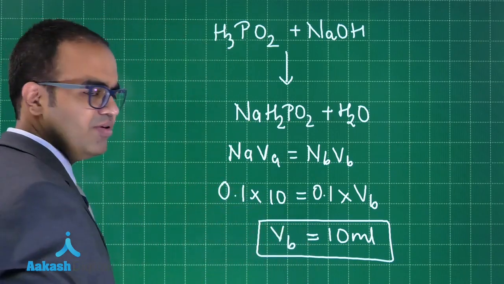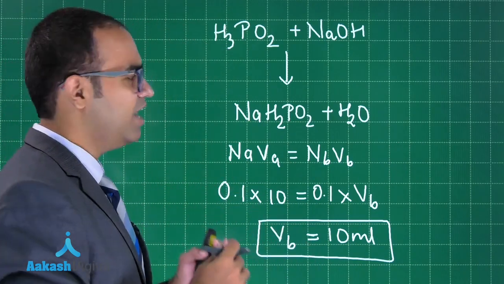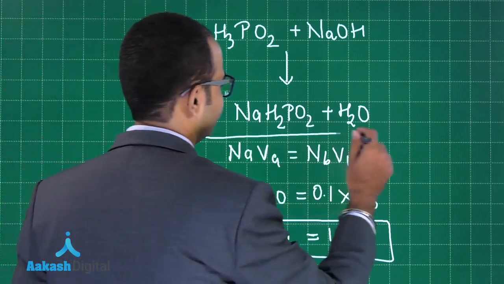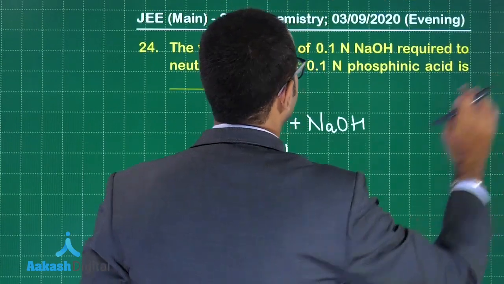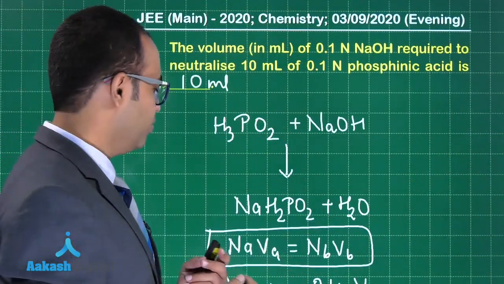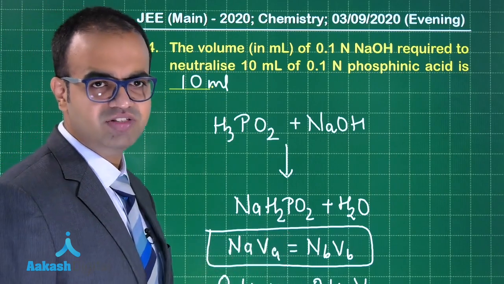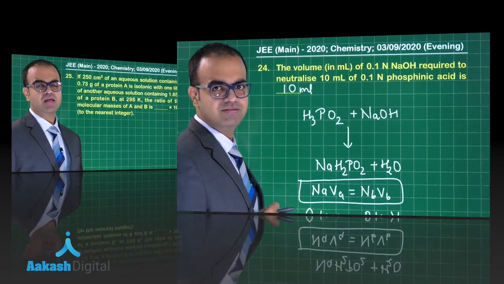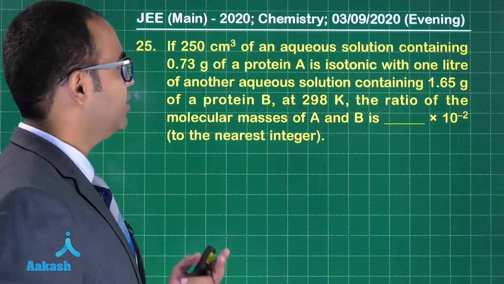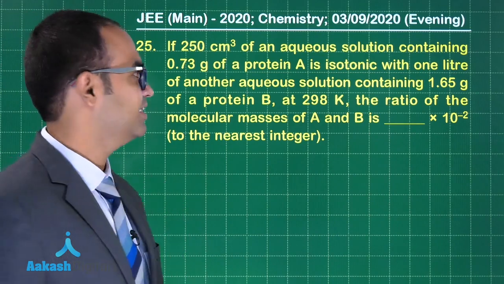A very simple question, I would say. It's like a bonus question if you're well aware of this formula, guys. Okay. Only tricky part over here was the formula of phosphinic acid. Rest all was easy. So the answer over here is 10 ml, guys. Let's solve question number 25th. That is the last question of this session, guys.